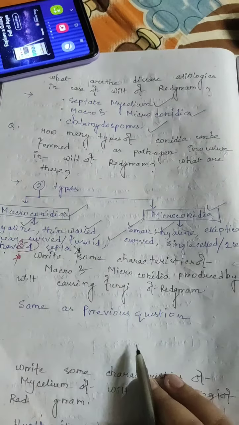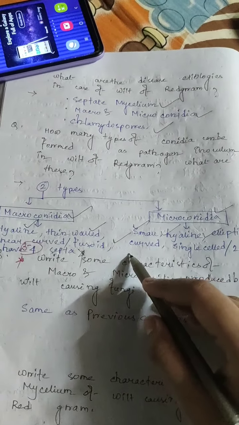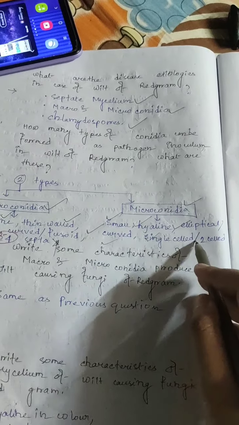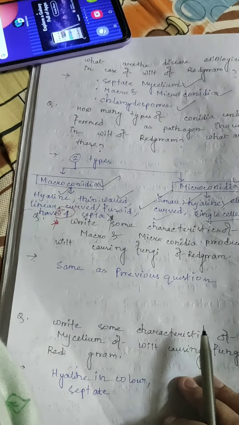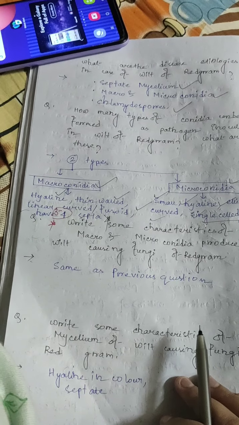Microconidia is small. It is also hyaline in color. Shape is elliptical or curved. It is single-celled or two-celled. Write some characteristics of the macro and microconidia.